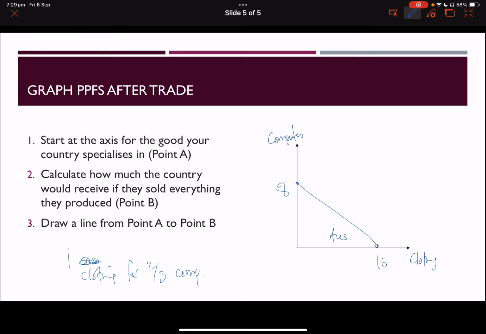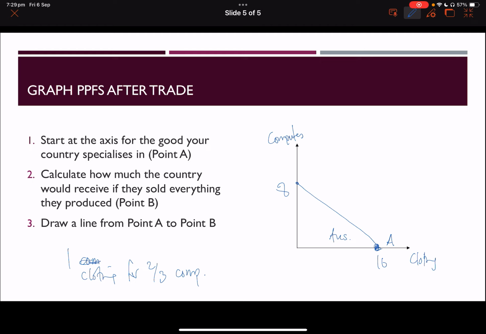Now, we know that the terms of trade that the two countries have agreed on is one clothing for 2/3 computers. How do we even begin to draw the new PPF post-trade or after trade? The easiest way to do that is to start at the axis for the good your country specializes in. We know that Australia specializes in clothing. So this over here is going to be point A.